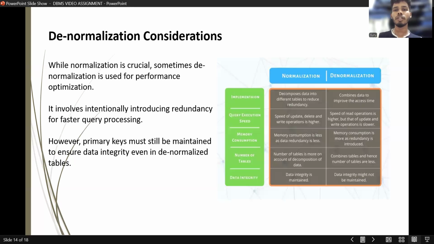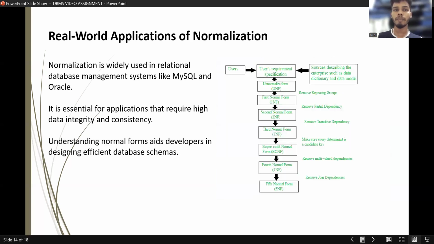Next, denormalization considerations. While normalization is crucial, some denormalization is used for performance optimization. It involves intentionally introducing redundancy for faster query processing. However, primary keys must be maintained to ensure data integrity even in denormalized tables. The difference between normalization and denormalization is given in the slide. So next we'll move on to the real-world applications of normalization, where normalization can be used in real life.